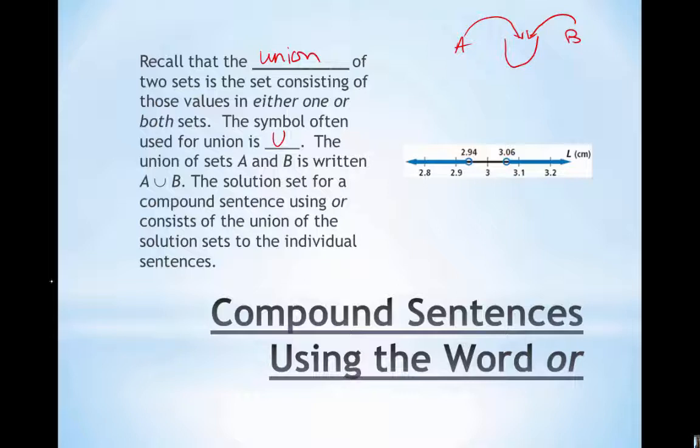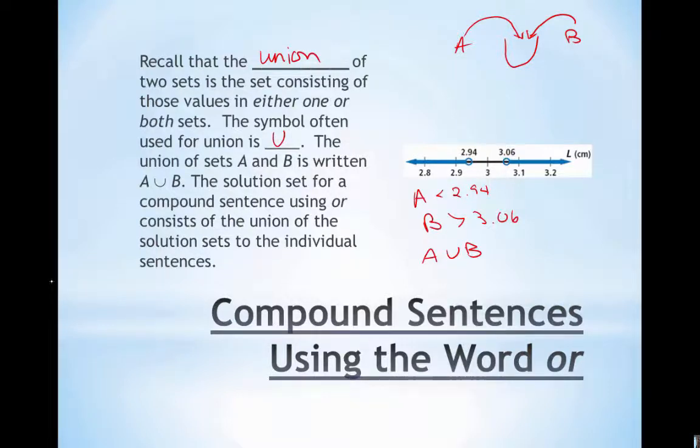Okay? The solution set for the compound sentence using or consists of the union of the solution sets of individual sentences. So in this particular picture here, they show you two different sets, but they put them in one line. The one set we could say A was less than 2.94, and we could say B is greater than 3.06. The union A union B is this graph right here because they put it all in one graph. Okay?